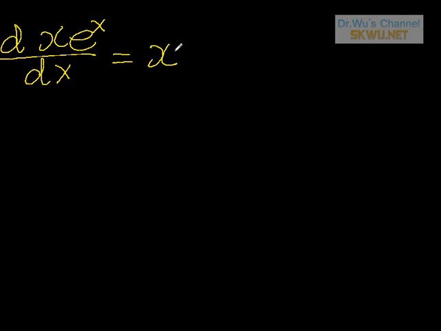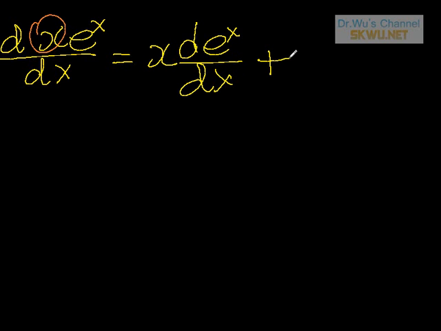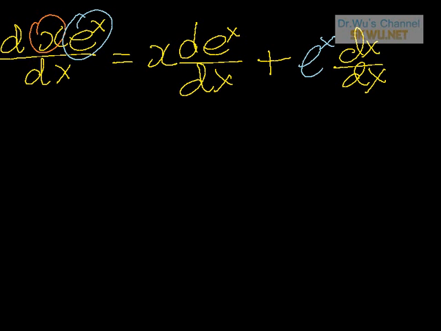We keep the first one, the x part, in here. And then we differentiate the second part. And then we add another part. This time we keep this one. Let me write it in blue. And then we differentiate this x.